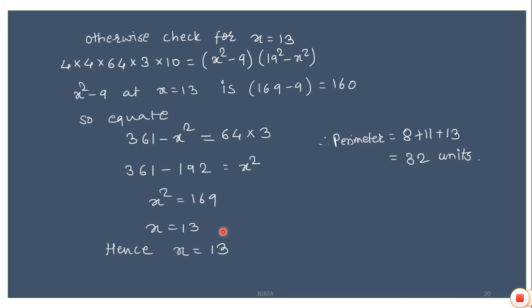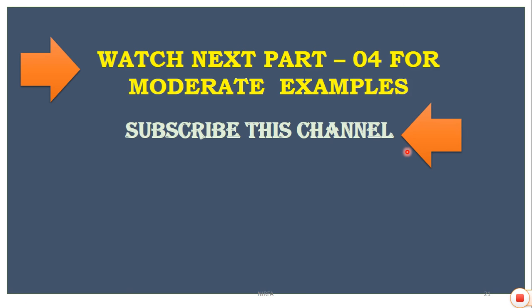You will get x equal to 13. That means x equal to 13 satisfies both the factors, and therefore by the trial and error method I'll get the value of x equal to 13. And already we know 8 is one of the sides, 11 is another side, and now I got the third side, and adding them I'll get the perimeter, and therefore the perimeter is 32 units.